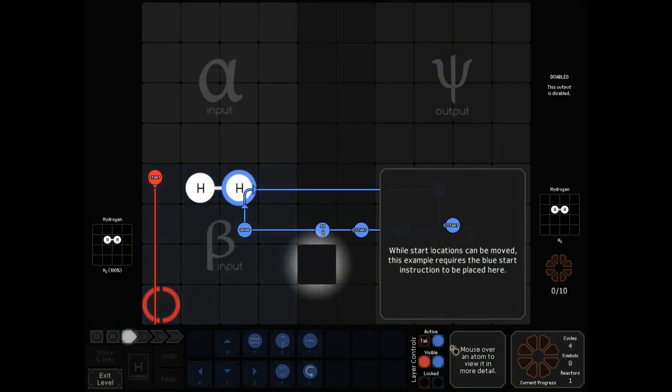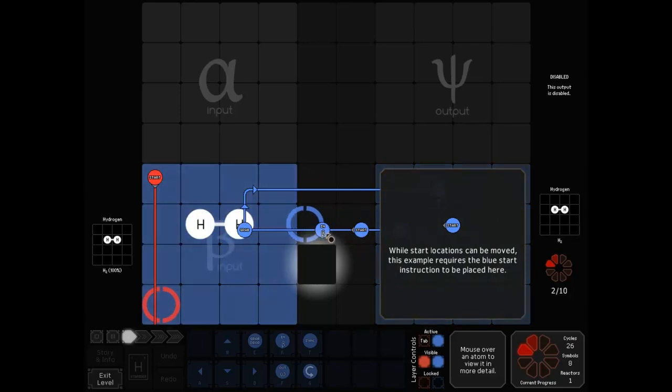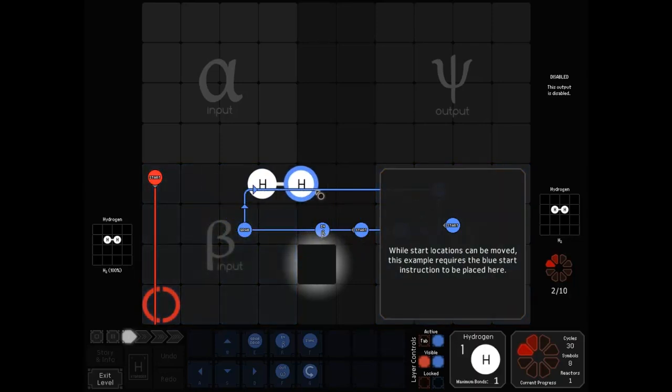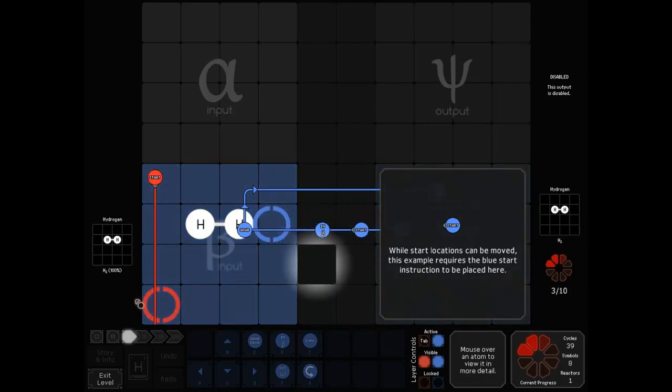This level is exactly the same thing, except we're moving hydrogen over. But now we're using input beta zone and output omega zone, which you can't really see underneath the tutorial here. So blue goes, inputs beta, grabs, drops, outputs omega, and does that 10 times.